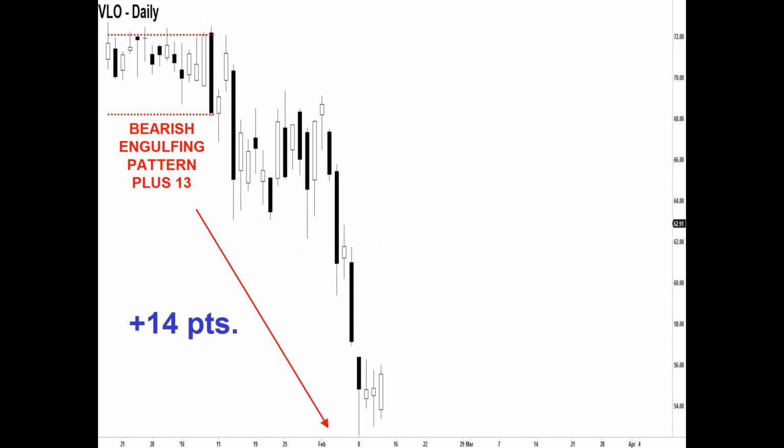Now, as we see here at the very bottom of that move, what do we have? Well, we have another bullish engulfing pattern plus 1. As you can see here, even though we have all up days, bar number 2's range totally engulfed bar number 1 plus another bar.